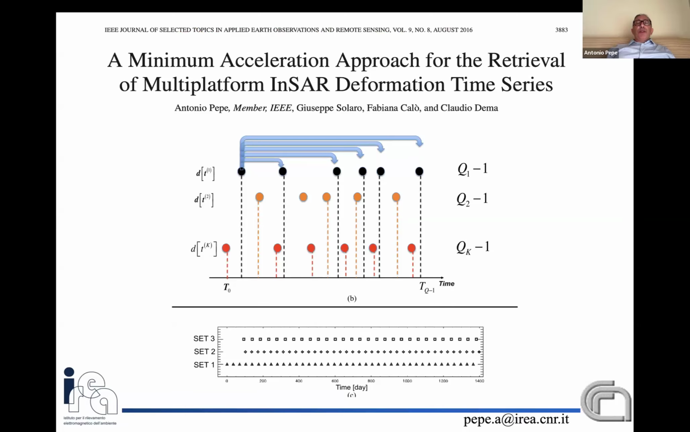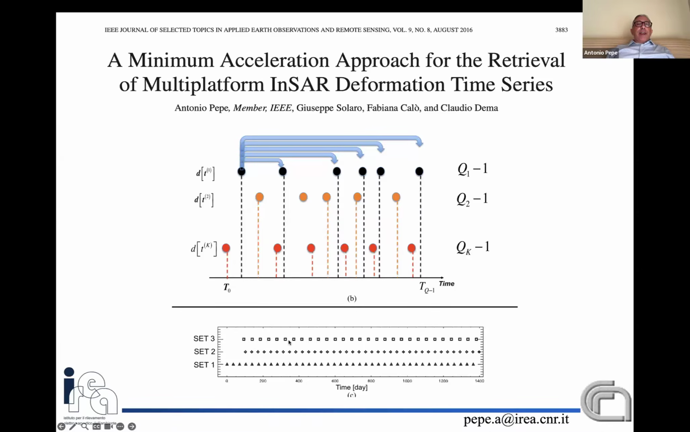In 2016, we developed this method, and it has been published. It is simply an extension of the ISPRS applied to several datasets. The idea is simple. We have the first data set, so we have the first deformation time series. We have a second data set, so we have another deformation time series. We have several data sets, and for each data set, we have a relevant deformation time series.